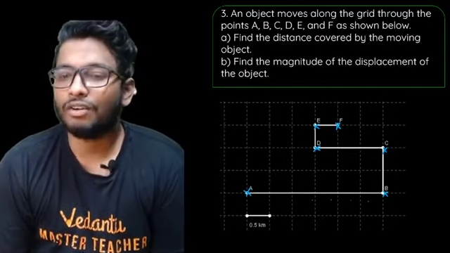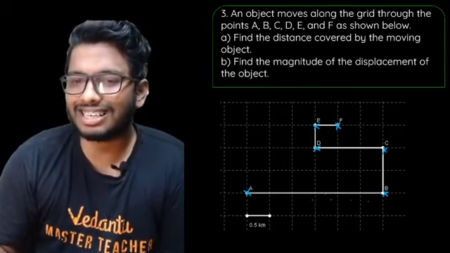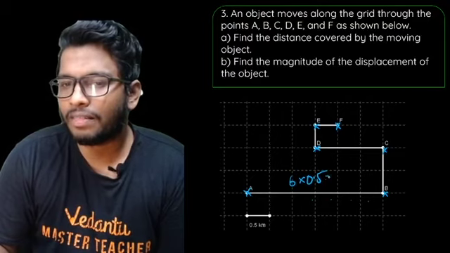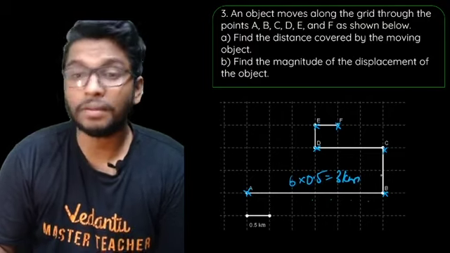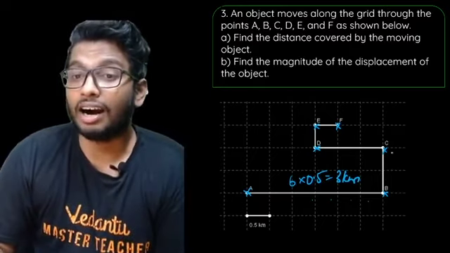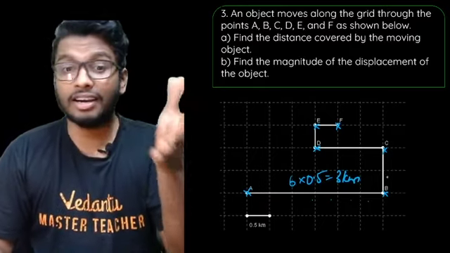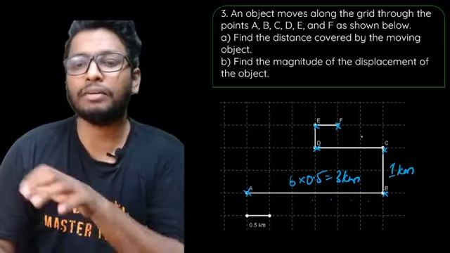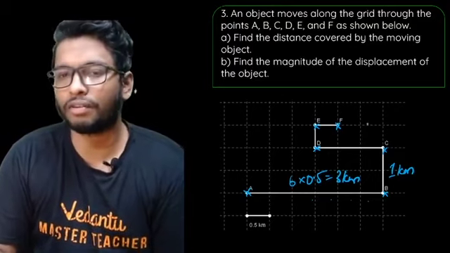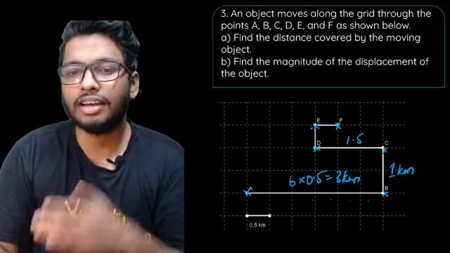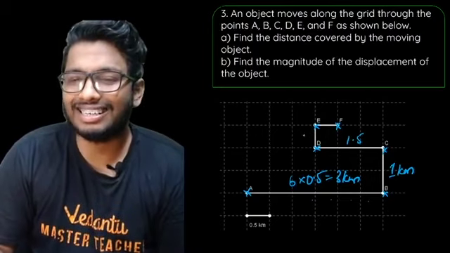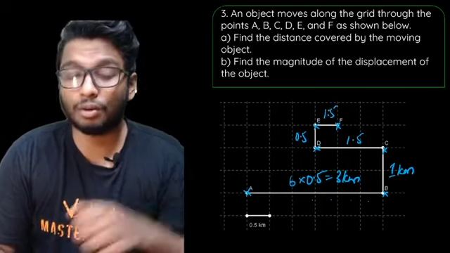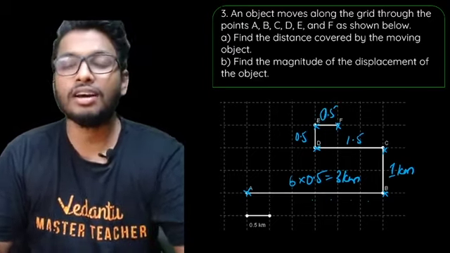In the same way, find it for B to C as well. There are 6 grids, so that is 6 into 0.5, which makes it 3 kilometers, if I'm not wrong. Between C and B, there are 2 grids, which makes it 0.5 into 2, so that's 1 kilometer. Between C and D, there are 3 grids, so that is 3 into 0.5, which is 1.5 kilometers. Between E and D, there is 0.5 kilometers, and for the last one also, it's 0.5 kilometers.